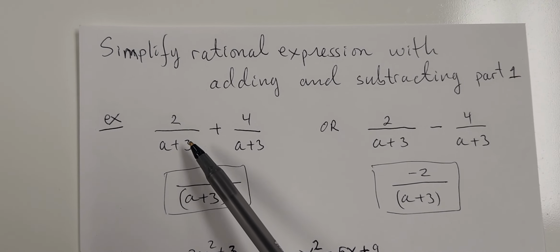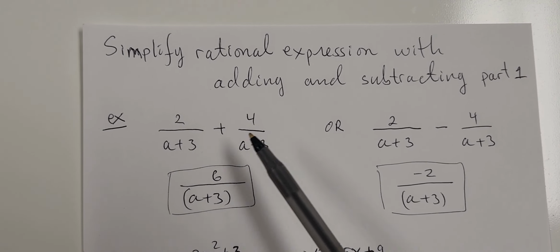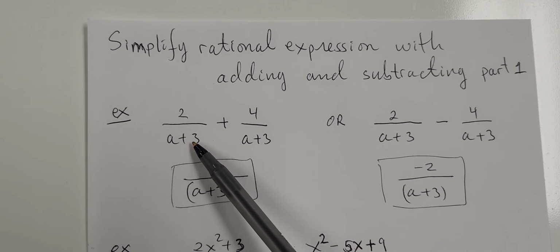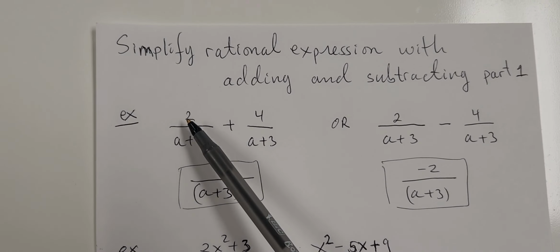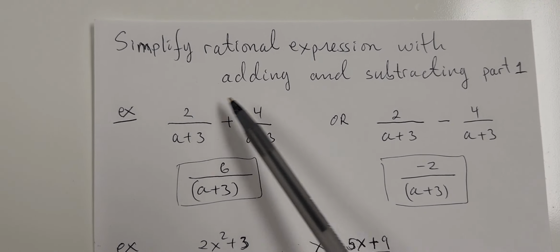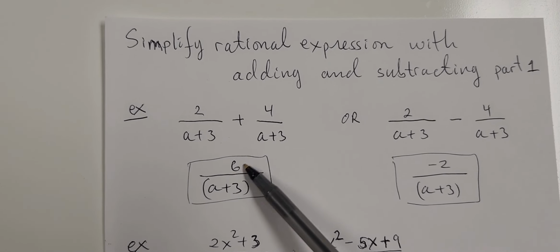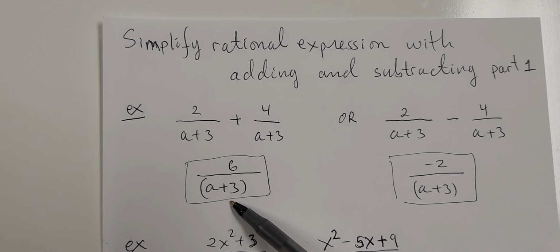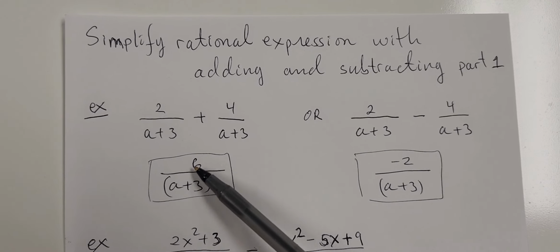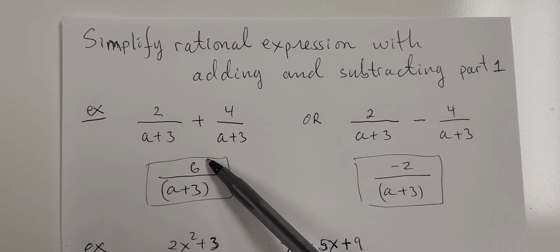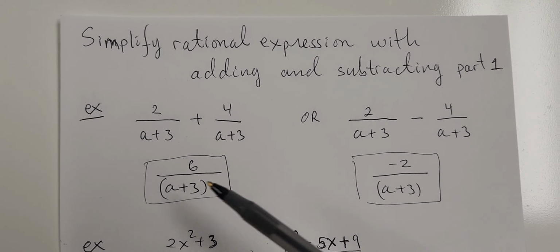As you can see in this example, here's the denominator, here's the other denominator. Since they are the same, we just add the top. So 2 plus 4 gives me 6. And this is our final answer. If we can simplify, then we simplify. But if not, that is our answer.